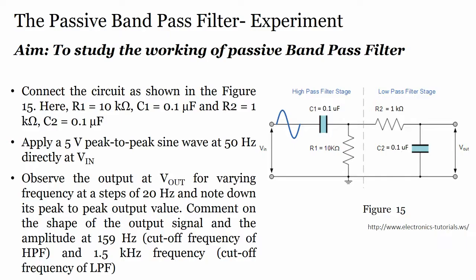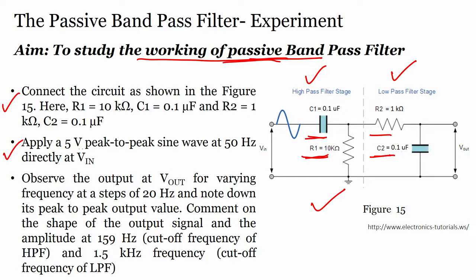So, for doing that concentrate on the screen and you see that there is a figure 15, right, where it is a high pass filter and low pass filter. Values are already given, C1 R1 R2 C2, right. Now, once you connect the circuit as written here, the aim is to study the working of the passive band pass filter. There is no active component, it is a passive band pass filter. Connect the circuit as shown in figure 15, which is here. We will connect it here. R1 R2 values are given, 1 is done.